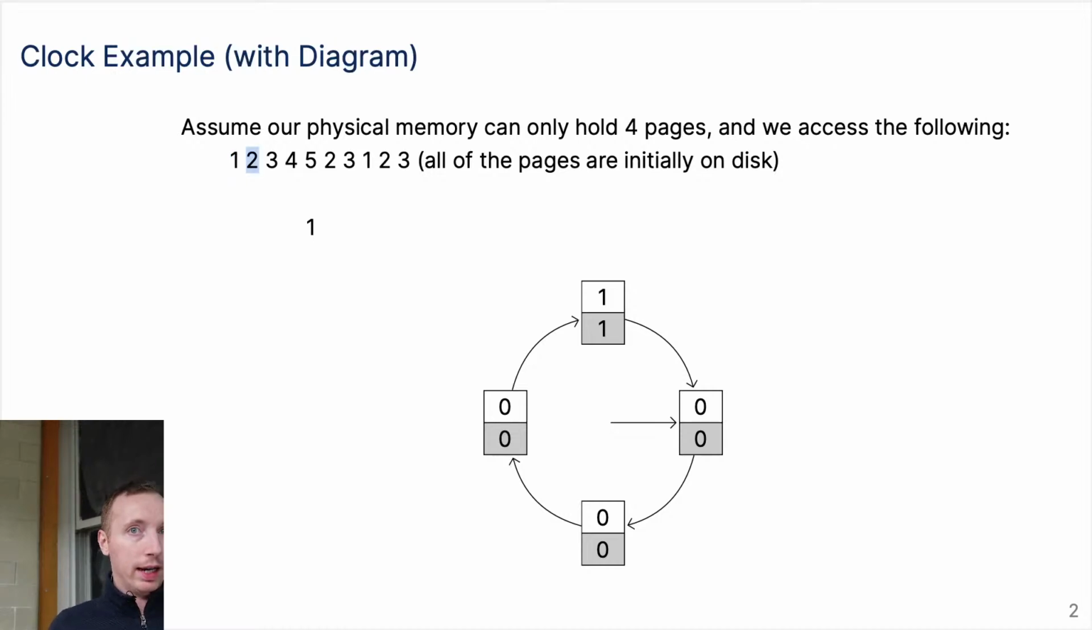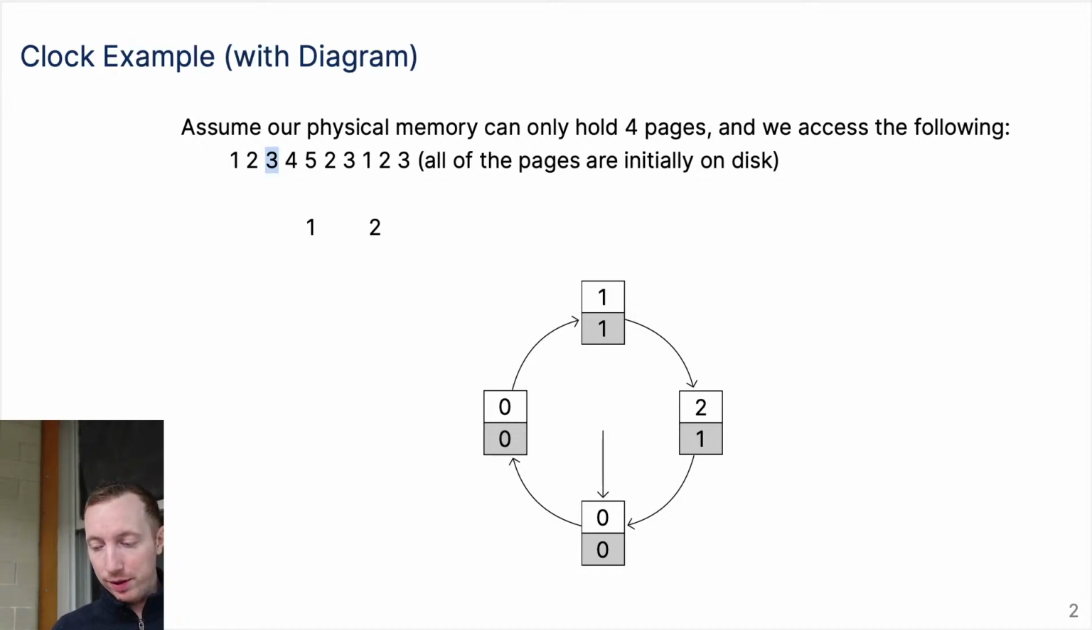The same thing's going to happen when we access page 2. It's pointing at a spot where the reference bit is 0, so we're going to insert it, put the reference bit as 1, and advance the iterator one spot. So this is now our clock after the second access. In memory, we now have pages 1 and 2, and both the reference bits are 1.